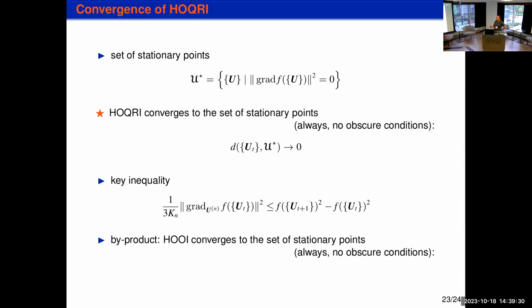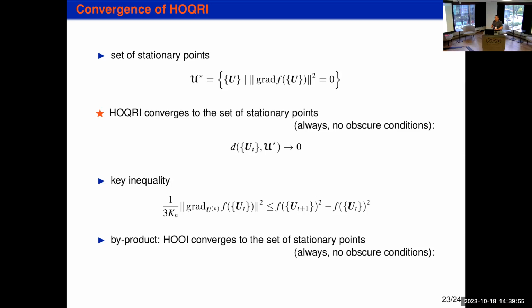Previously, we just showed that this monotonically increases. But what's interesting, and what makes it different from other BCD methods, is that instead of just being greater than or equal to zero, the increase can actually be bounded below by the partial gradients, okay? So this is the importance and what's special about applying BCD in this method.